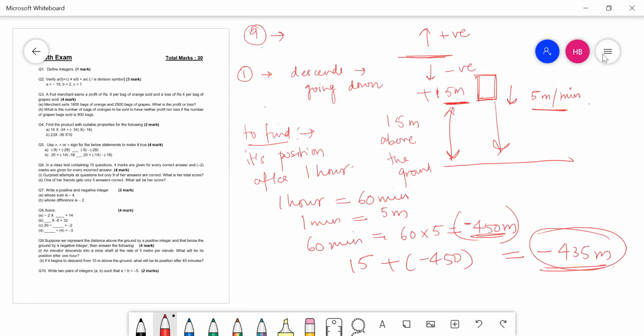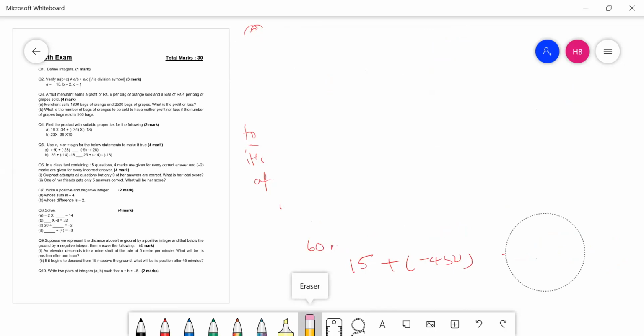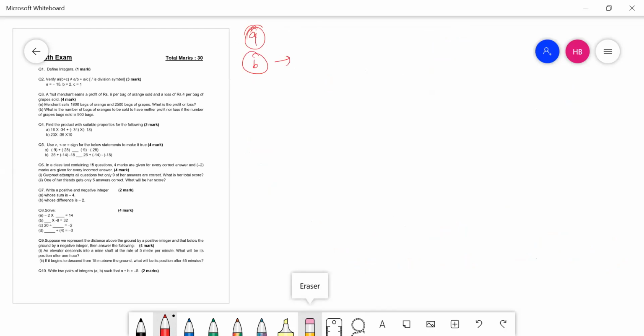Cool. Now let's see the 10th question quickly. Or wait, I'll just give you the answer for the second question also. Ninth question, B part. What will be the answer? Its starting position is 15 meter, and I have to find the position after 45 minutes, right? So in 1 minute, how much distance is it covering? 5 meter per minute.